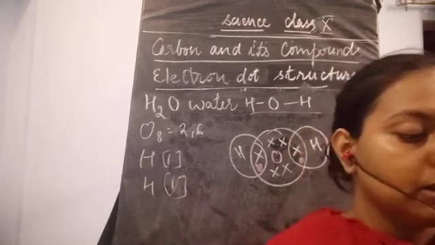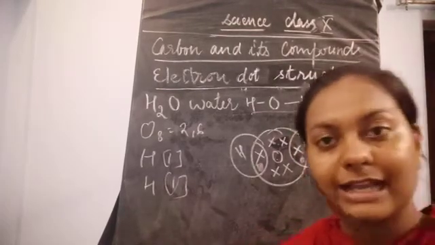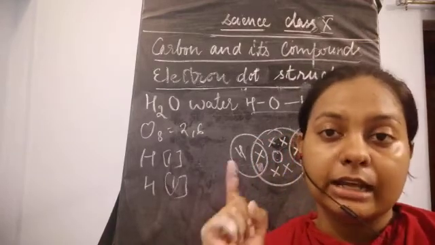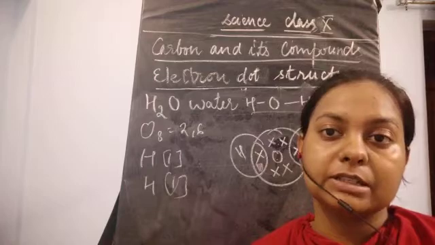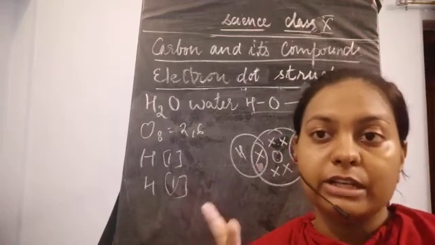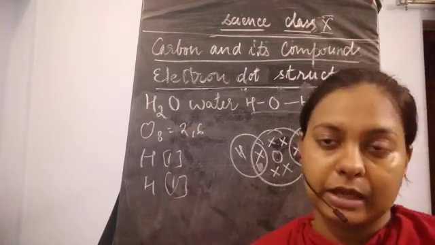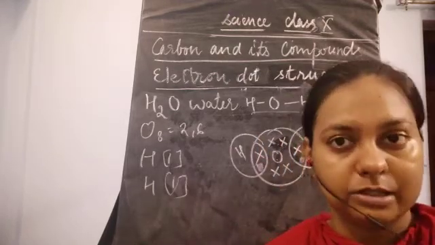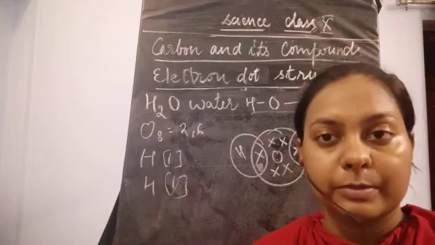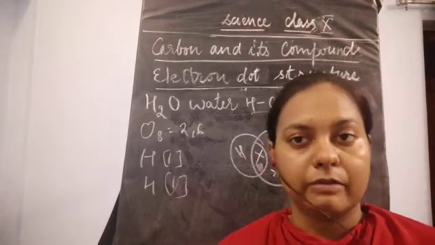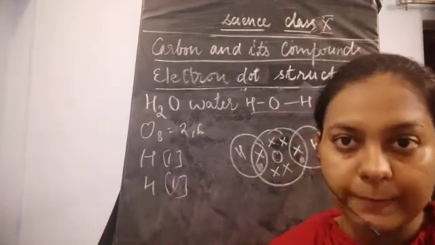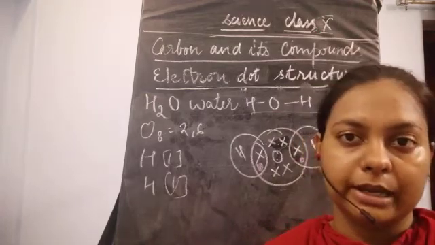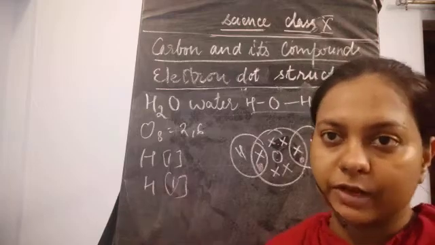Now please ensure that hydrogen has only one shell, that is the first shell, the K shell, and the K shell has a maximum capacity to contain only 2 electrons. That is why this is forming only the duplet. It is not going to complete its octet. So remember that to complete its duplet it requires only 2 electrons. Okay, so this is how the electrons are being shared.